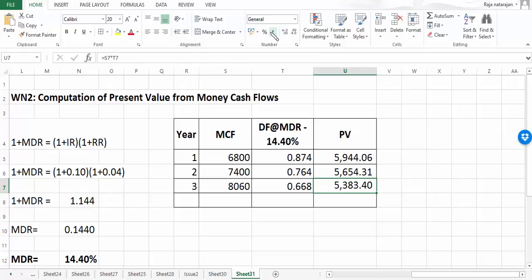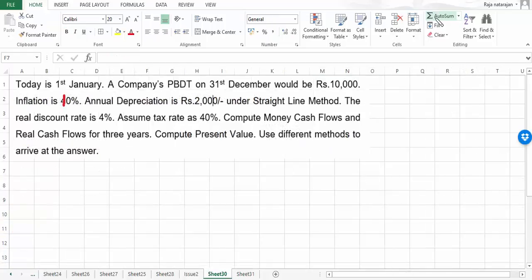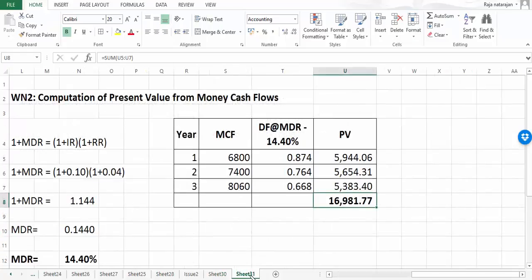5,654 and 5,383, and if I total them, I should be getting the present value of money cash flows, which is 16,981. So in this way, we have answered the first part of the question, that is compute the present value. But the question says use a different method to arrive at the answer. I mean, don't confine to the present value only by using money cash flow. It means you can also find the present value using the real cash flow.